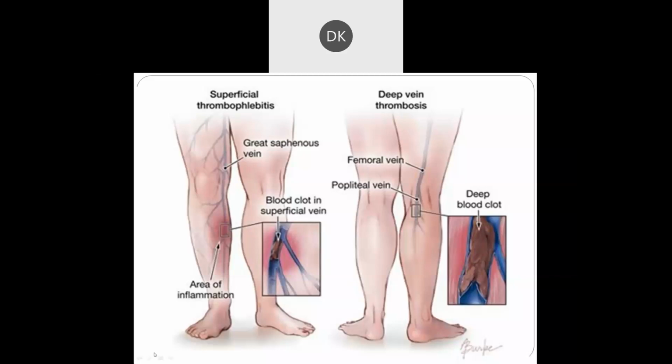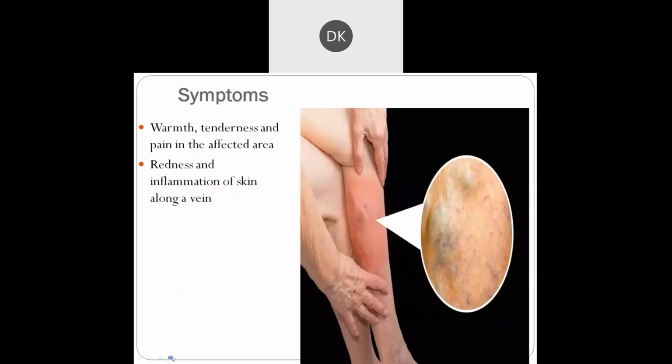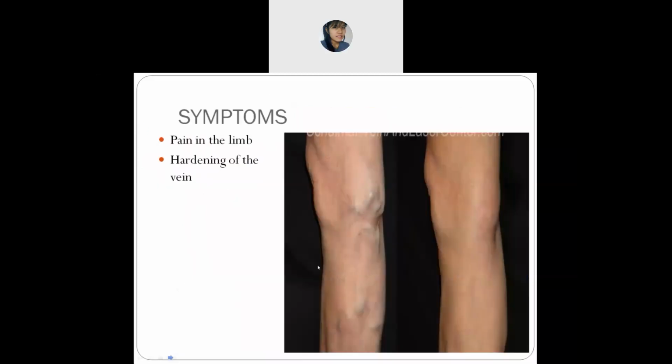Very good. So this one, it will become warm, not like the previous temperature, no? And it will become tender, means very much sensitive, which is the affected area, and there will be inflammation in the veins as well as in the skin. Since the skin and the vein are attached with each other, it will affect these two areas. Okay, and then the limb will pain and veins will become hard.